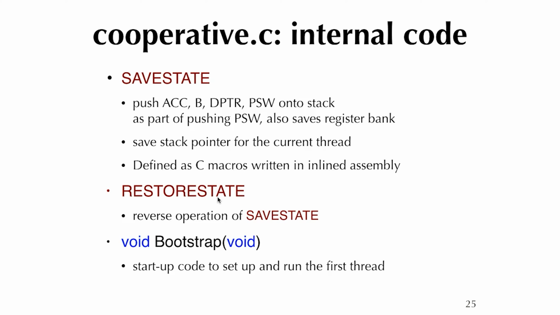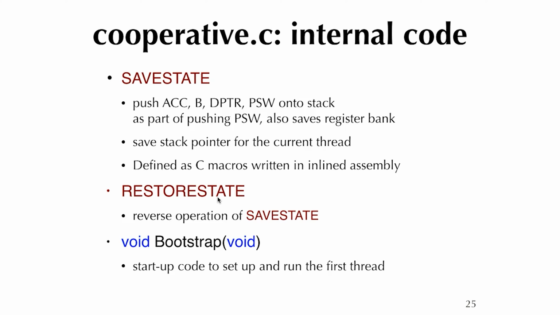So conceptually, not very difficult. The macro is really just inline assembly code. What it does is push ACC, push B, push DPTR, push PSW, right? Now, when you push PSW, that's actually kind of nice, because remember the register bank select bits are inside PSW. So as part of saving and restoring PSW, it already takes care of switching the register banks for you. That's good, right? That makes your threads more efficient.